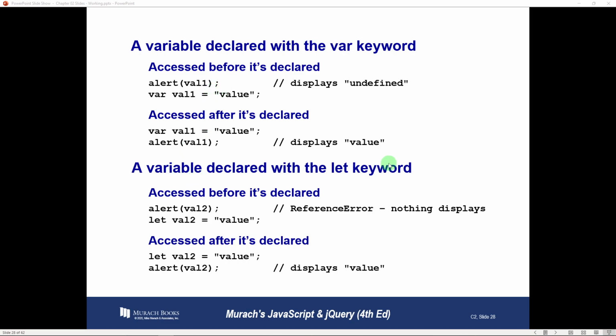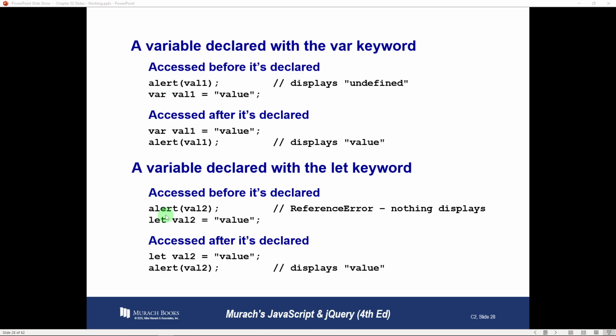Let's compare that to using the keyword let. If I do the same thing that I had up here, but instead of var, I use let. So I declare a value here, and I try to alert it before we get to this line, we get a reference error. It actually causes an error, which is a good thing because we have a logic problem up here that wasn't discovered when we ran this. And the logic problem is we tried to use a variable before we actually initialized it.